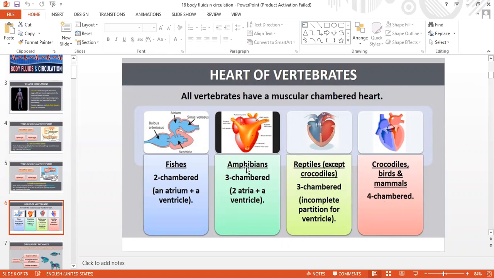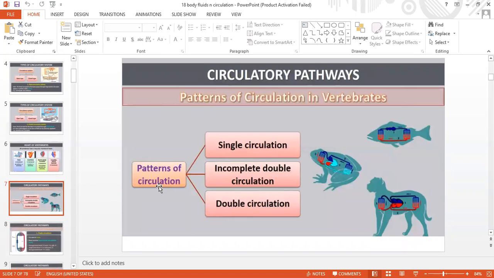In amphibians and reptiles, both have a three-chambered heart, except for crocodiles. But what is the difference? In amphibians, it has two atria and one ventricle. In reptiles, it is three-chambered, but the ventricle has an incomplete partition. That's the difference between the two. In fish, it is two-chambered, one atrium and one ventricle.